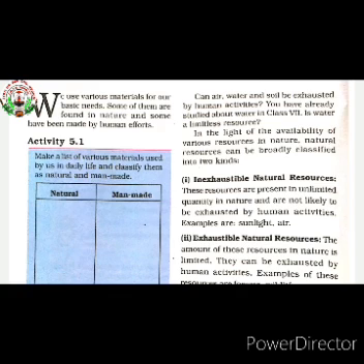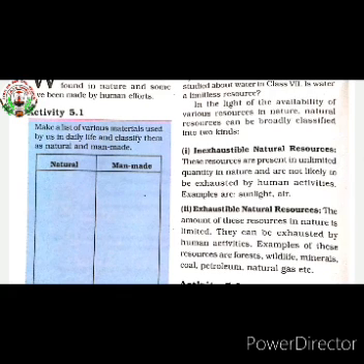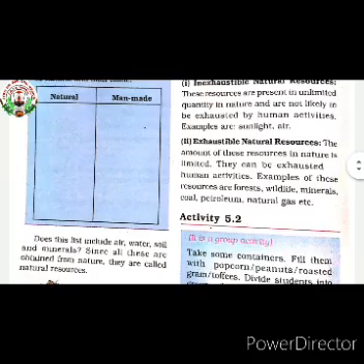Now the second one is exhaustible natural resources. Exhaustible natural resources means these resources are limited in nature. They can be exhausted by human activities, by continuous use. They can be finished off by continuous use. Examples of these resources are forest, wildlife, minerals, coal, petroleum and natural gas. So these are the two types.